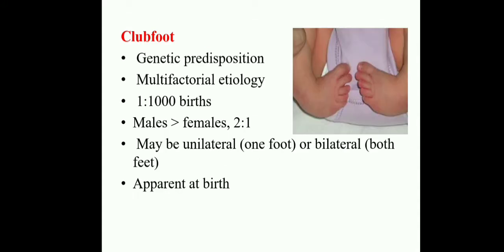Look at this image. Club foot is present here, involving the lower limb, ankle, and foot. There is a genetic predisposition, and the etiology is multifactorial. The incidence is 1 in 1000 births. The male to female ratio is 2:1. It may be unilateral or bilateral. Unilateral means only one leg has the club foot, and bilateral means both sides are affected.